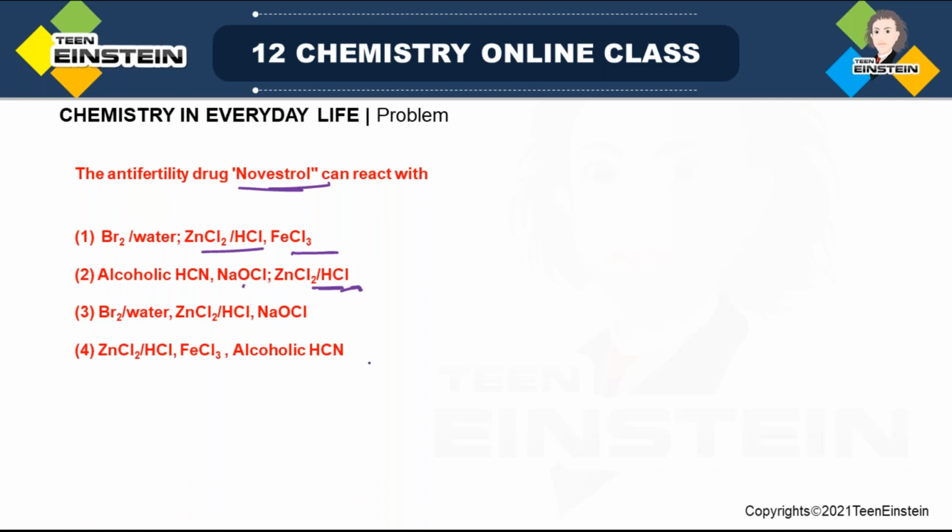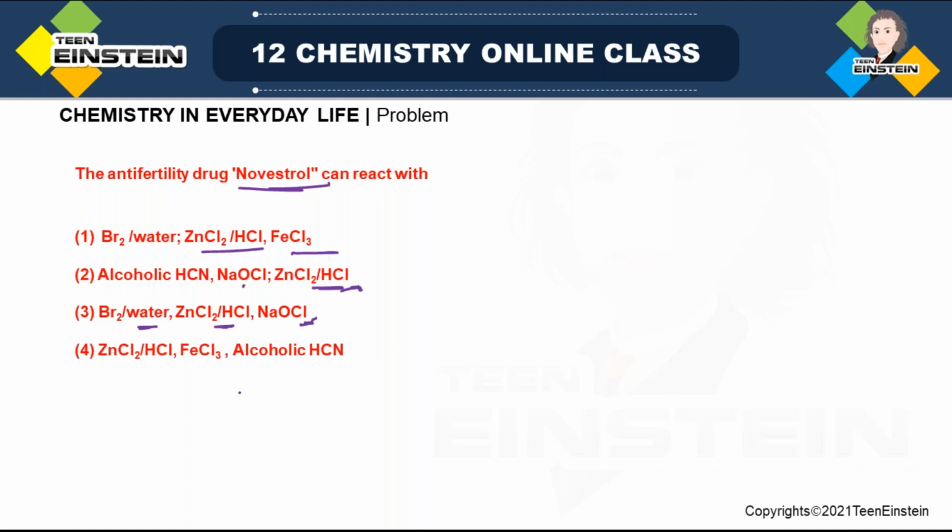Now, these two are common in both option 1 and 2, the other two are not common. Then option 3, now again bromine water, which is present in option 1 also. NaOCl, this is present in option 2 also. And then again, there are basically a total of 5 reagents: bromine water, zinc chloride HCl mixture, FeCl3, alcoholic HCl, hydrocyanic acid, NaOCl. So these are the 5 reagents total present, and different permutation combinations are there in options 1, 2, 3, 4.